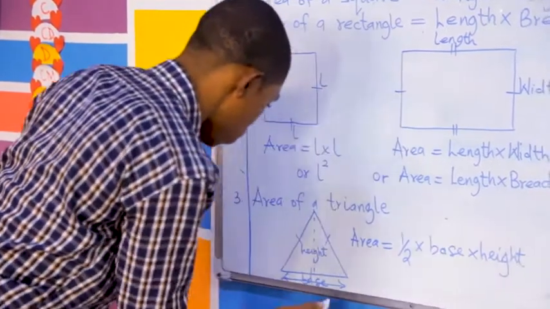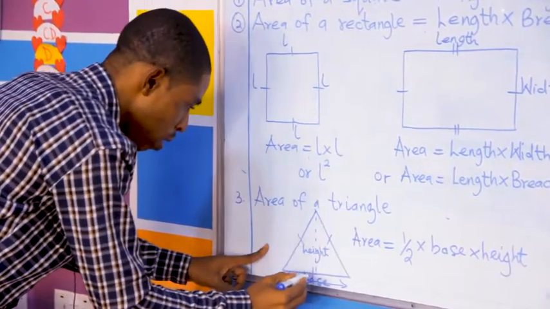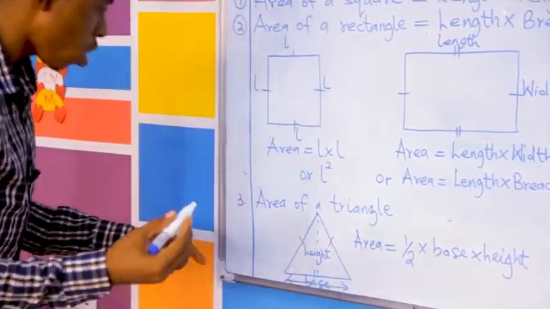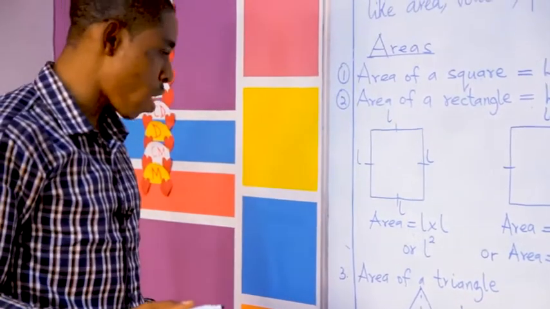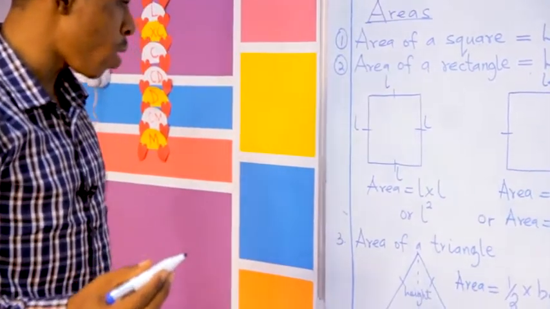I hope you got that. This is the base of the triangle, and this is basically the height of the triangle. Not all triangles have heights, like the Scalene triangle has no height. We always calculate the area in a different way.